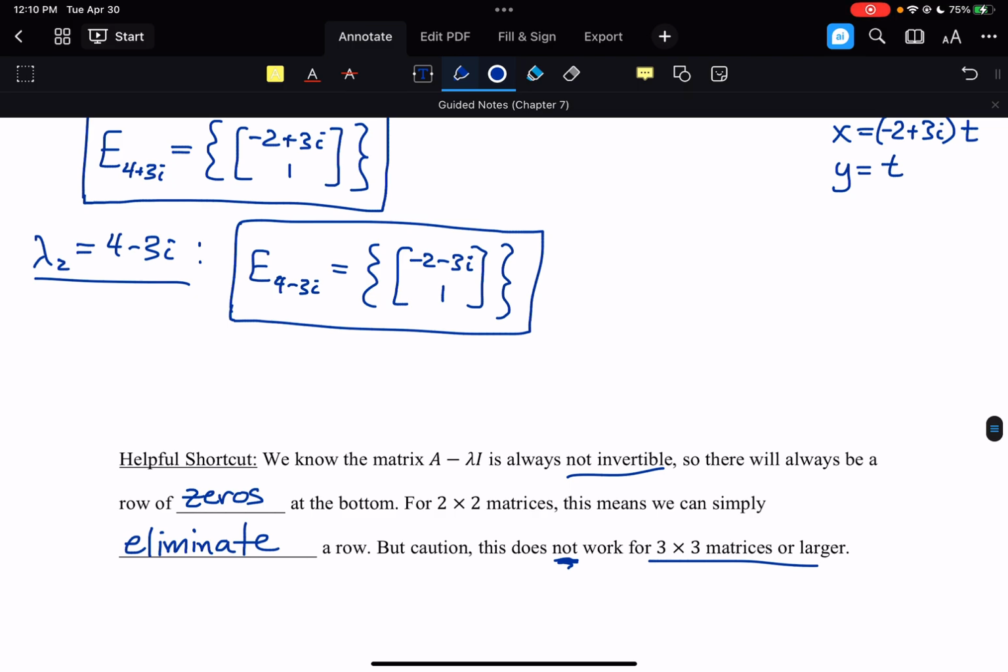So that is just a brief introduction into complex eigenvalues and eigenvectors. But that brings us to the end of sections 7.1 and 7.2, introducing the idea of an eigenvalue, an eigenvector, an eigenspace, the idea of a defective versus non-defective matrix, and characteristic polynomials, multiplicities, all that kind of stuff. So we will be back soon with section 7.3.